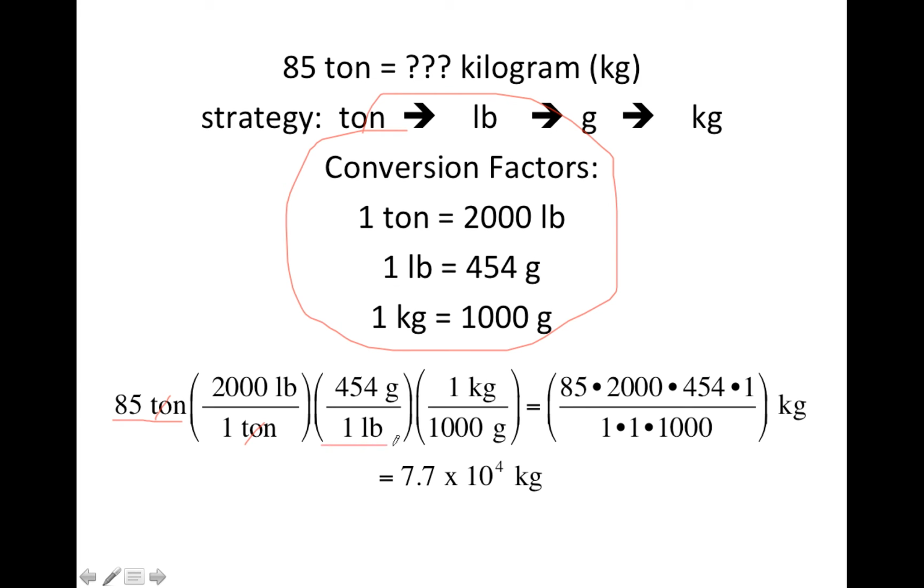Then we put another bracket right after it, 454 grams per pound, so we can get rid of pounds. Now we have grams, and the last step is to go to kilograms. So 1 kilogram over 1,000 grams will help us get rid of grams, and you will end up with the correct unit of kilograms. Multiply out all the numbers on top, divide by all the numbers on the bottom, and you get a pretty large number, so you're going to want to use scientific notation for your final answer.